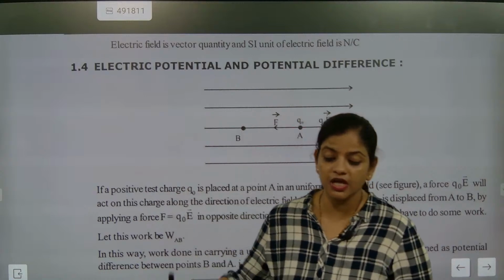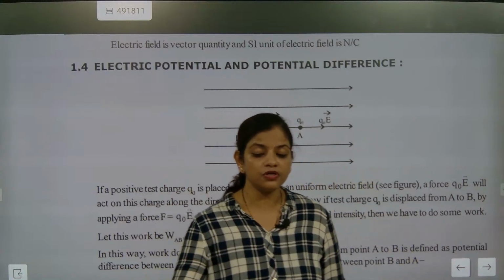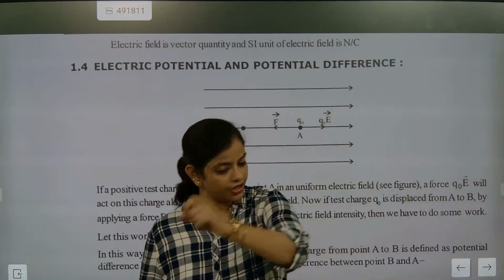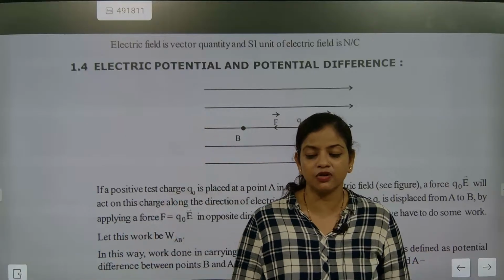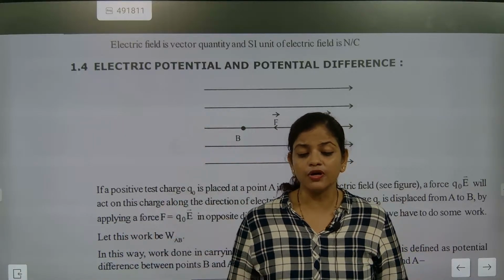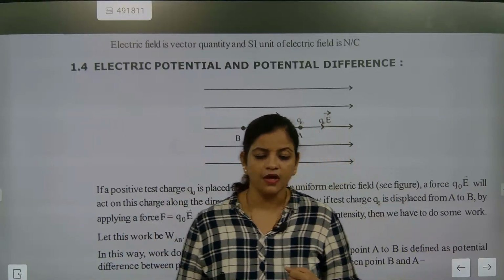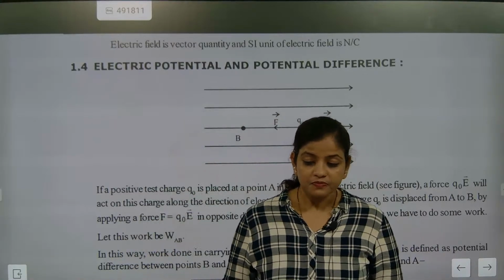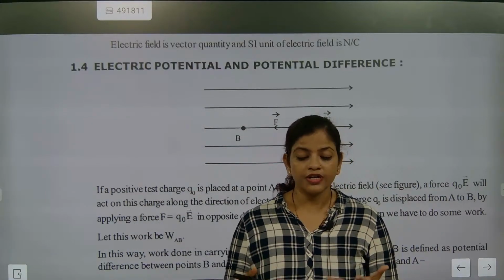So electric potential is the amount of work done in moving a unit positive charge from infinity to that point. Yes, that is exactly the definition of electric potential. What is potential? First understand. What is potential?